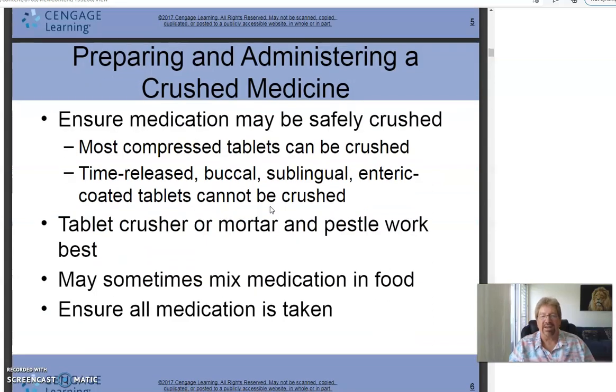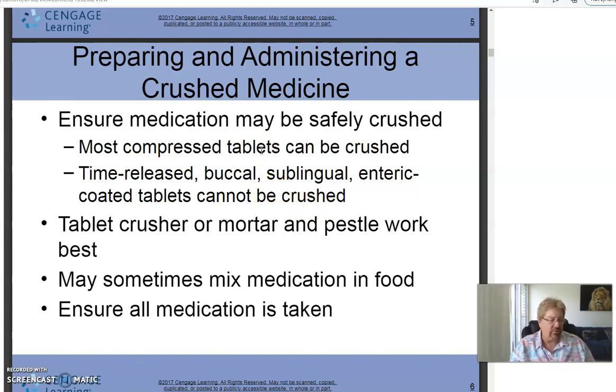Preparing and administering a crushed medicine. Ensure medication may be safely crushed, because some of them you can't, guys. Most compressed tablets can be crushed. Time released, buccal meaning in the cheek, sublingual meaning under the tongue, enteric coated, the kind that hopefully won't irritate your stomach, cannot be crushed. But just the ordinary ones.